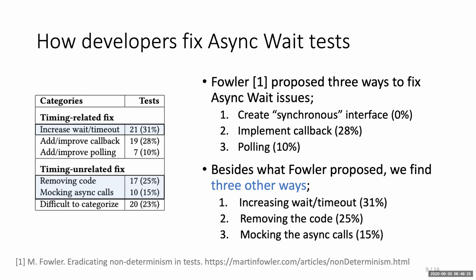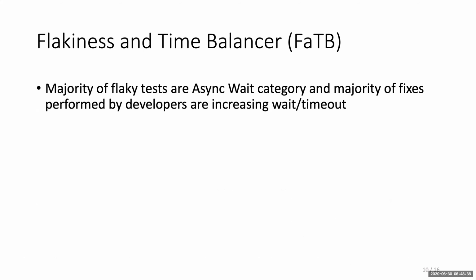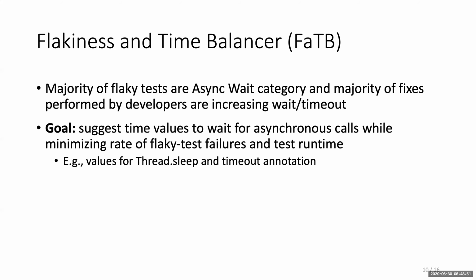One thing I want to draw everyone's attention to here, though, is that the most popular way that developers, at least at Microsoft, are fixing these async wait related tests is actually just to increase the wait and timeout of these tests. And with that in mind, we now see that the majority of flaky tests at Microsoft are from these async wait related categories. And the majority of the ways that developers prefer to fix them is to increase the wait and timeout. So the goal of our approach here is actually to be able to suggest some time values to wait for these asynchronous calls, while at the same time, we want to minimize the rate of flaky test failures and the test's runtime.